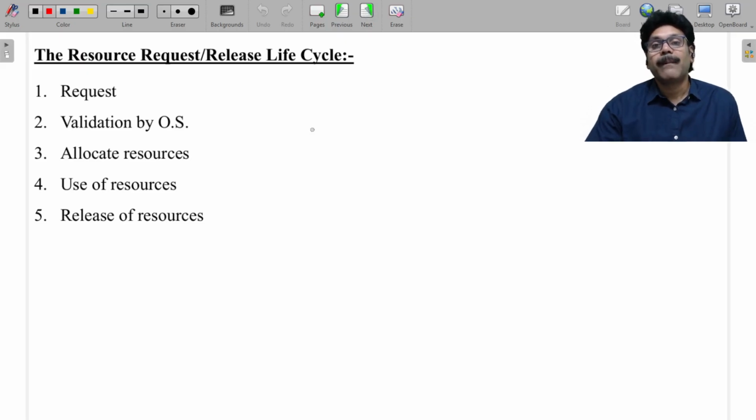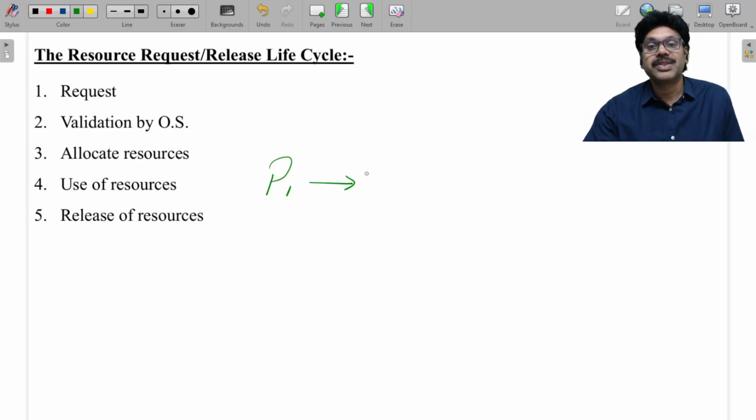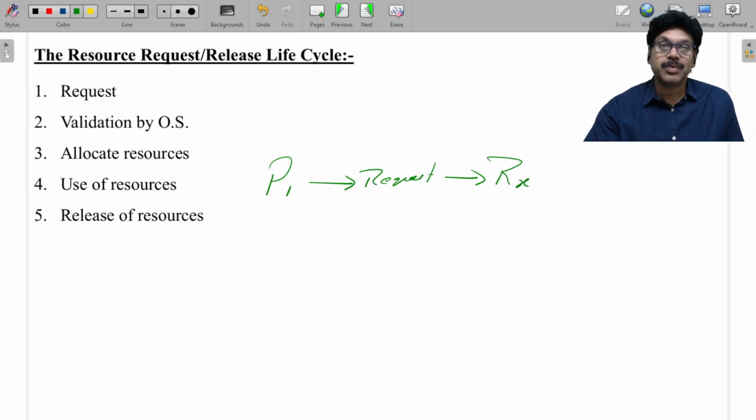So, how are resources allocated to processes? These are the steps you are supposed to take care of. Process P1 first of all requests whatever resource it is asking for, like memory, CPU, IO, or any files. Your request goes to the operating system about the Rx resource. Then the operating system cross-verifies whether this Rx resource is available or not.